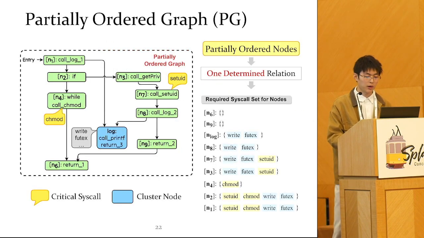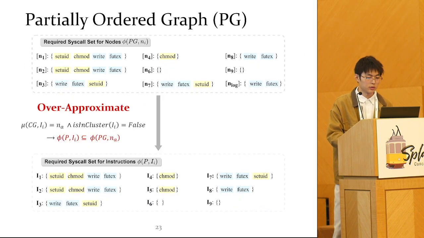Therefore, as the right part of the figure shows, we can easily resolve the required syscall set for nodes of the PG. Next, the required syscall set of nodes can be leveraged to over-approximate the required syscall set of instructions. Specifically, we can prove that if instruction I is mapped to the node NA and I is not clustered by critical syscall sniffing, then the required syscall set of instruction I is a subset of the node NA's required syscall set. In this case, we can ensure that the resolved required syscall set of I includes all syscalls that are needed for the program's subsequent execution.